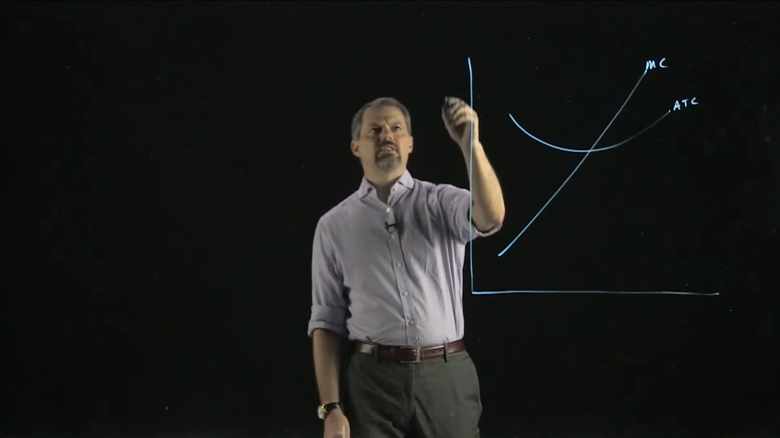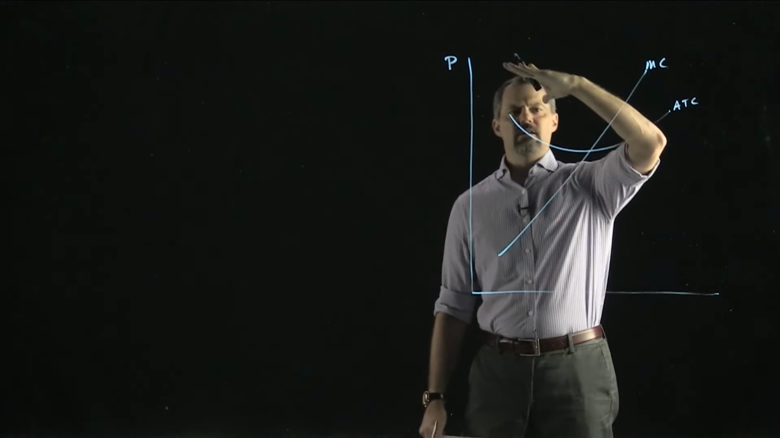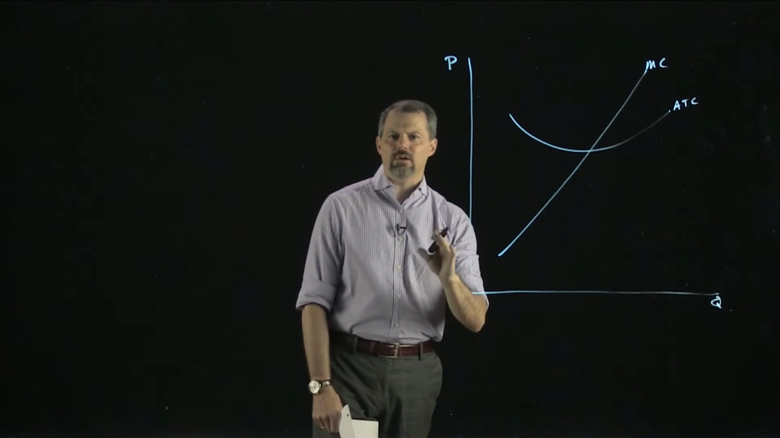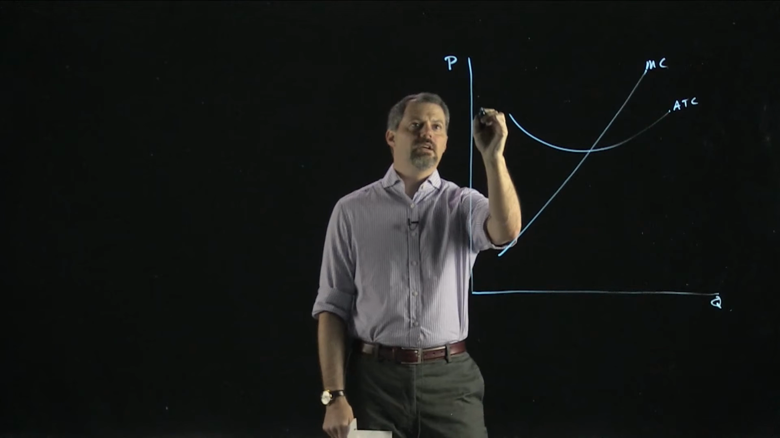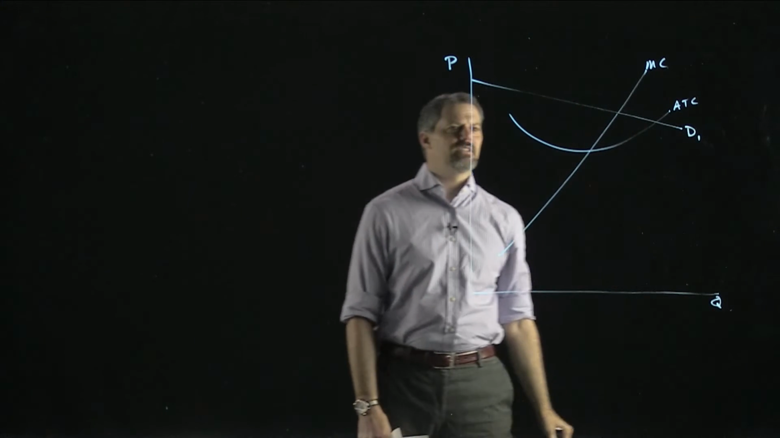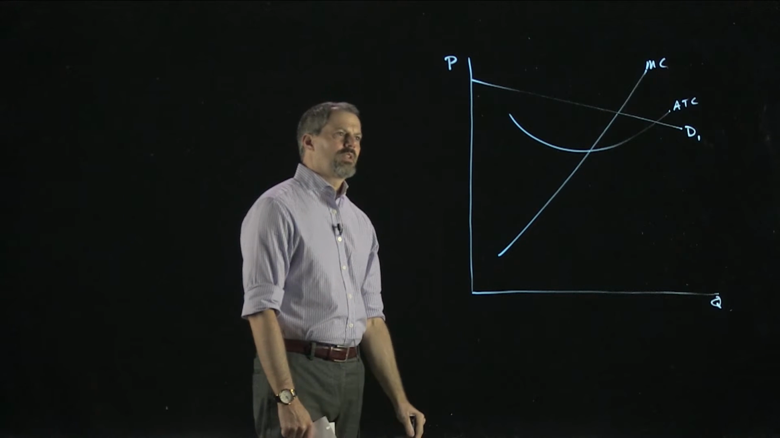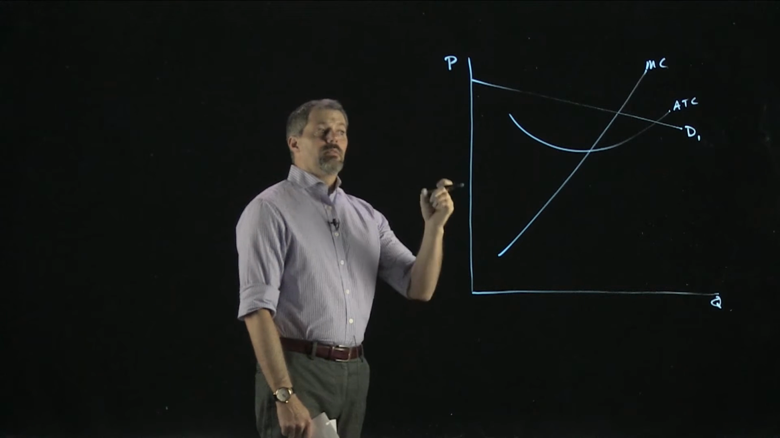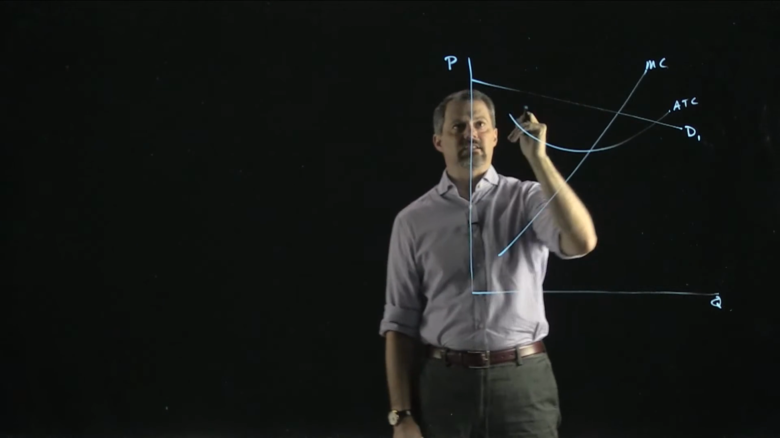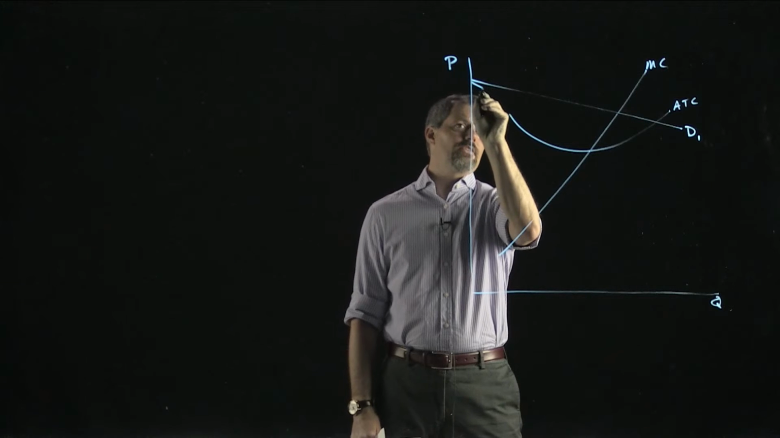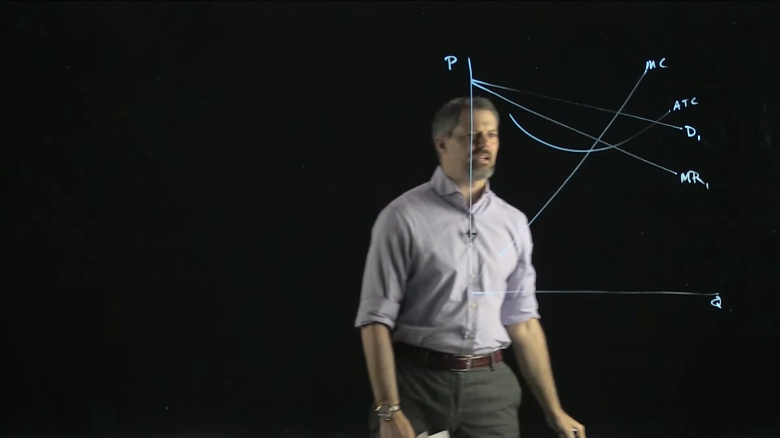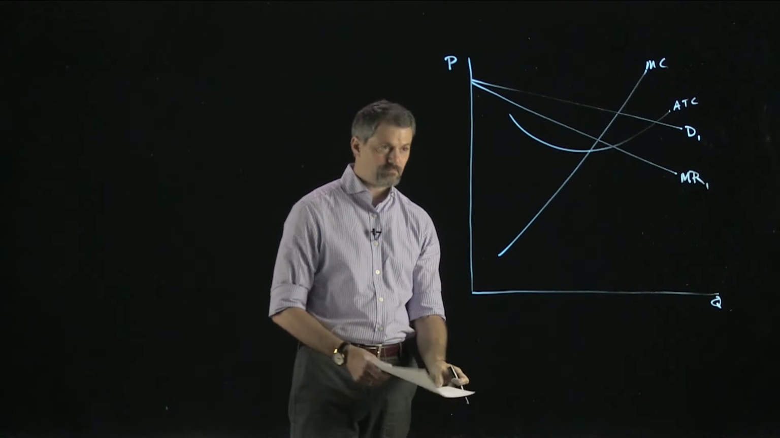Now, as long as the residual demand curve lies above that average total cost curve, this monopolistically competitive firm will earn a positive profit. So let's start with a residual demand curve that looks something like that. We'll call it D1. Our marginal revenue curve that goes with it, because the demand curve is very elastic, the marginal revenue curve is also going to be pretty elastic. It's going to look something like that. We'll call it MR1.